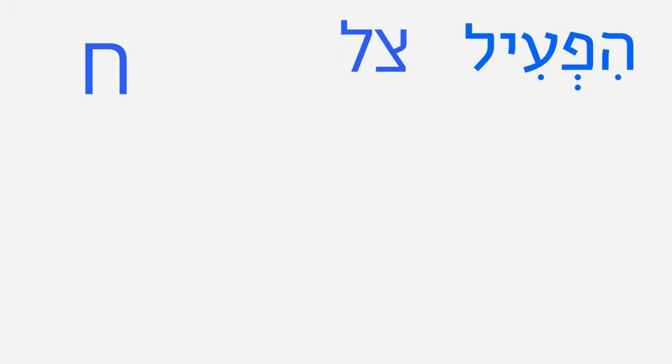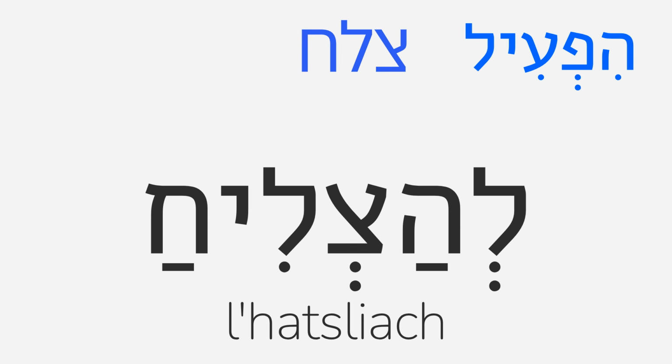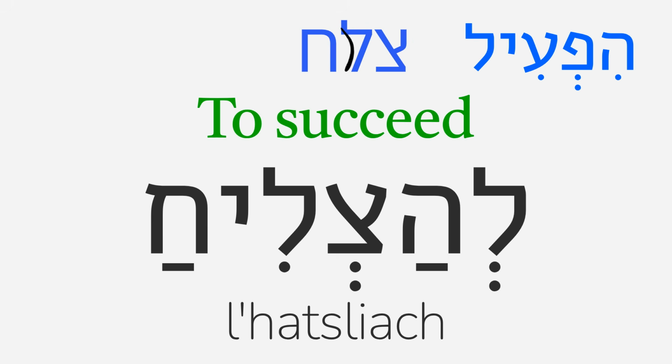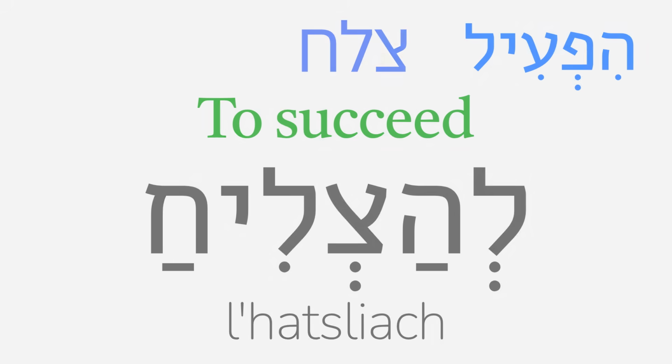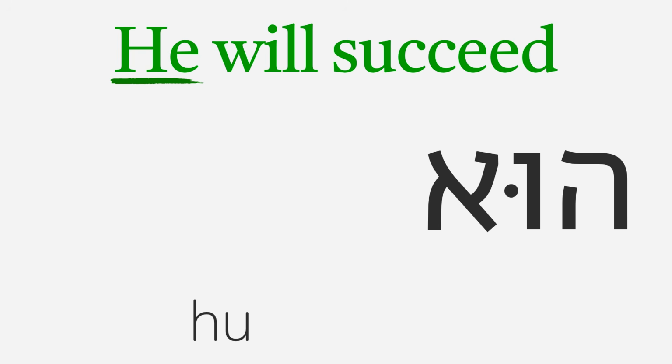The root tsadi, lamed, chet makes the verb lahatzliach in the Hiphil binyan, which means to succeed. Roots whose last letter is ayin or chet will add a patach under that letter if it is the last letter in the word. Let's use this verb to say, he will succeed. He is hu. The verb will succeed is in the future tense in the Hiphil binyan, and from the root tsadi, lamed, chet. Its subject is hu, he, which means that it will begin with a yod prefix.